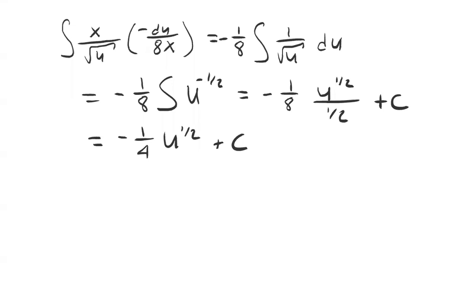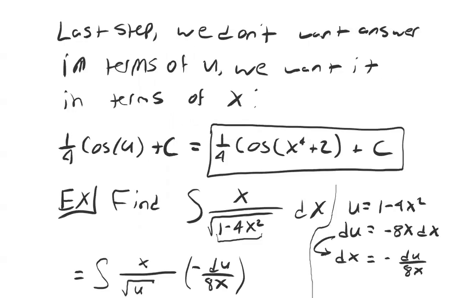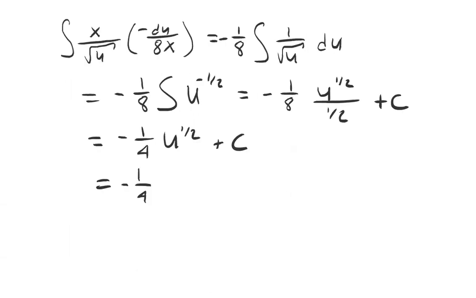And again, I don't want this in terms of u. I want it in terms of x. So I'm going to take this u and replace it with my function of x. So u is 1 minus 4x squared. So I have u to the 1/2, so that's the square root of 1 minus 4x squared plus a constant. And that would be the end of that.